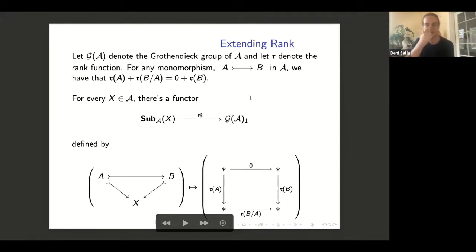Okay, so now we want to extend the rank function. If we let GA be the Grothendieck group of the abelian category A, and let R be the rank function, for any monomorphism A to B, we have that the rank of A plus the rank of the cokernel object is equal to the rank of B. So this gives you a functor from any of these subobject lattices in A to the arrow category of the Grothendieck group by sending a monomorphism here to this commuting square in the single object category.